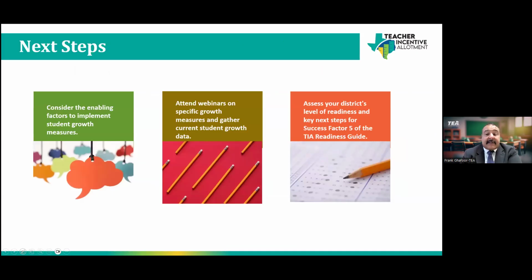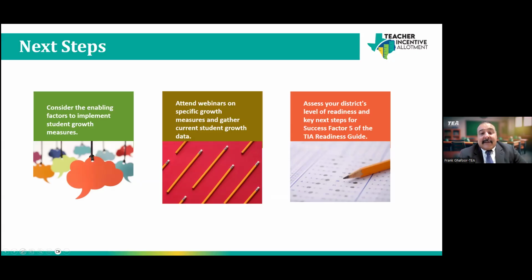We do have some next steps for districts to consider as they are building out their system. What we'd like you to do is consider the enabling factors to implement your student growth measures. We would encourage you to attend the webinars for each specific growth measure and then start to gather your current student growth data. I would do an inventory. What are they using to test first grade reading with? And what are we using to test ninth grade world geography with? They're just creating a comprehensive list of what we are already using that can serve as a great starter as you are developing your system.